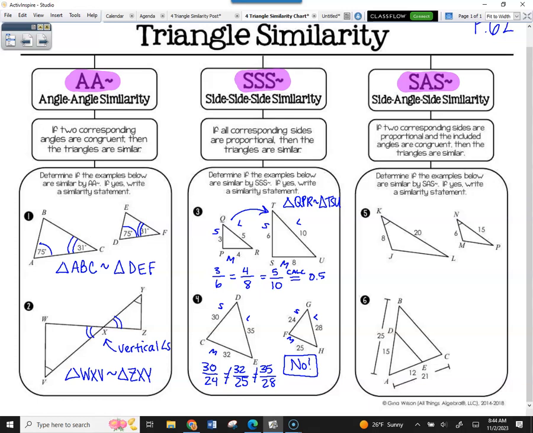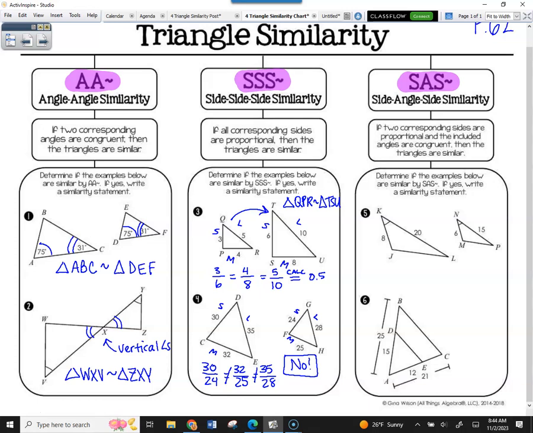Which brings us to side, angle, side. Now this is a combination of the two things that we just covered. You've got to have at least one pair of congruent angles, and it has to be in between the two sides that are proportional. Location matters, okay? So let's look at this example right here.